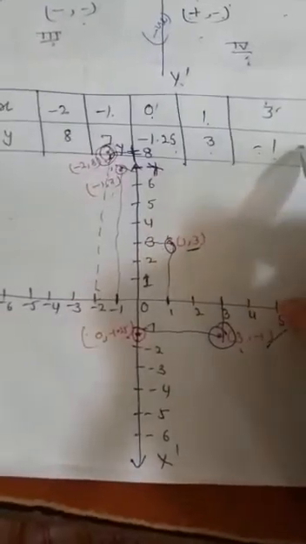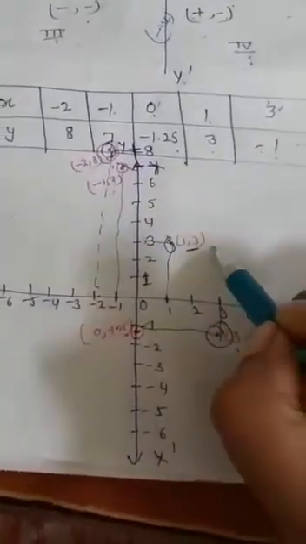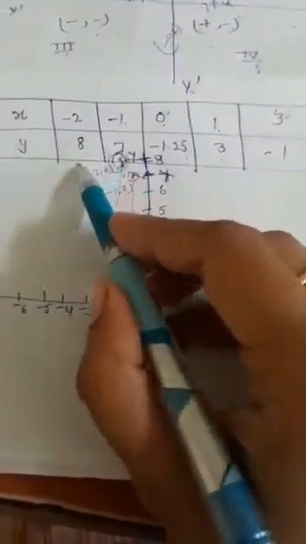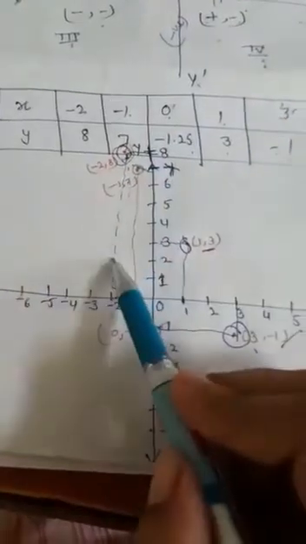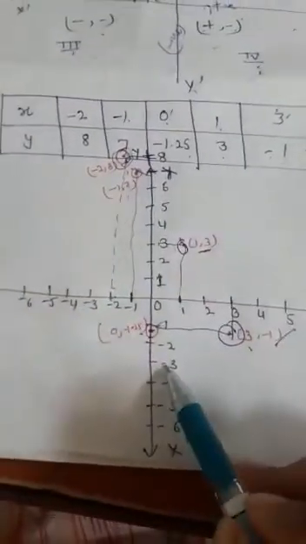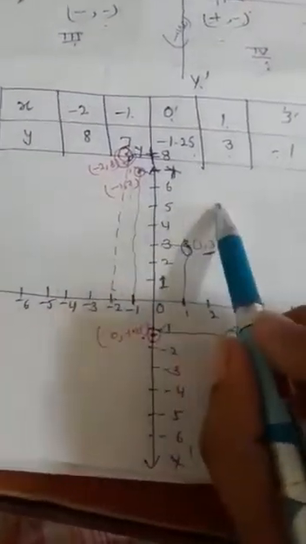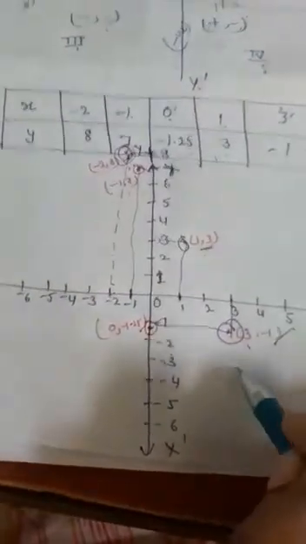Okay, students, if with this question it also asks to tell the quadrant, then that also you will tell: point -2 and 8 is lying in the second quadrant, -1 and 7 also in the second quadrant, 0 and -1.25 on the y-axis. Only y-axis you will write, no need to write the positive portion of the y-axis or negative portion of the y-axis. Then 1 and 3 both are positive, first quadrant, x is 3 and y is negative, that is the fourth quadrant.